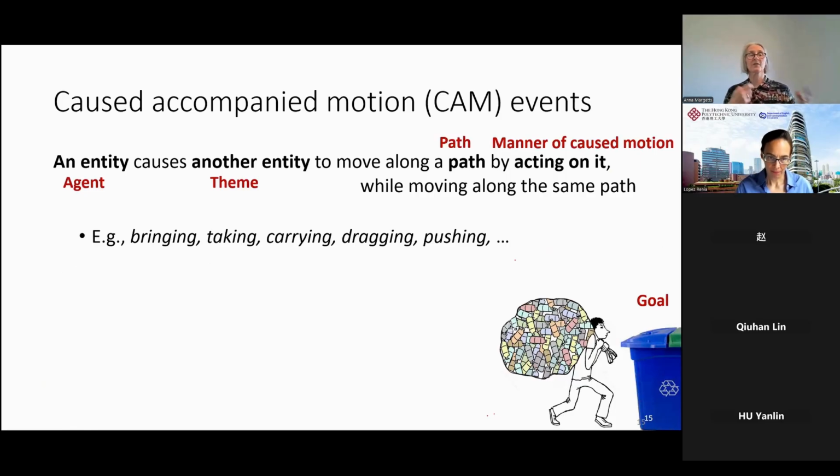So we have a bunch of different semantic features that are relevant here: the agent, the theme, that's what we call the moved entity, the notion of path, the notion of manner of caused motion, the notion of goal, and actually some others.